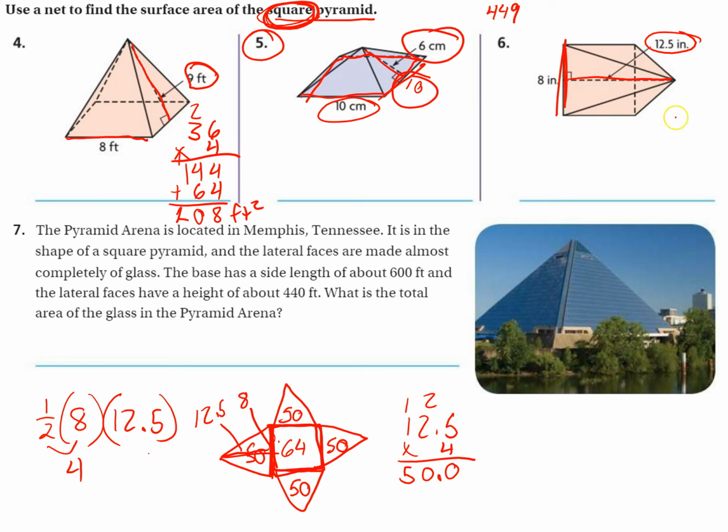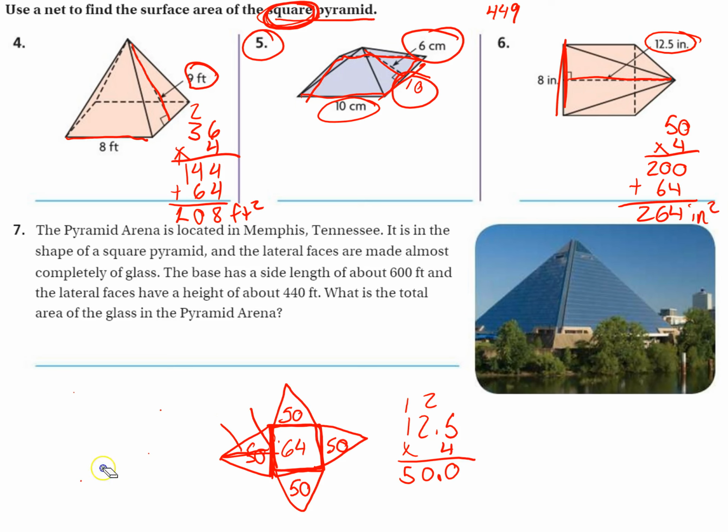So now I can do 50 times 4 and get 200, and then plus 64 from the base. So 264, and this one is inches squared. Since we're still dealing with area, it's inches squared.